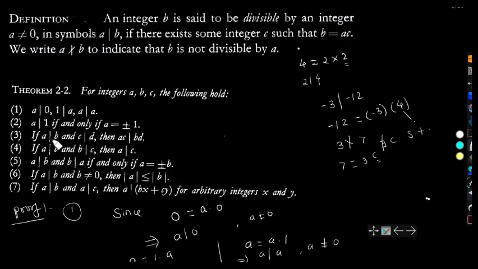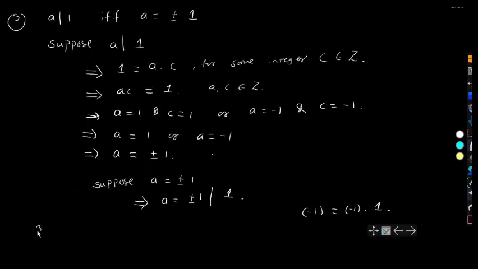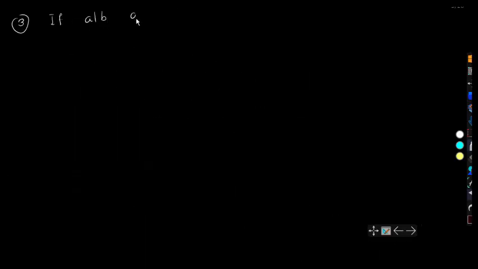Let us see the proof of the third part. Third one is, if A divides B and C divides D, then AC divides BD. Okay, we have to prove that AC divides BD. This is the theorem, third part of the theorem. Proof. Suppose A divides B and C divides D.